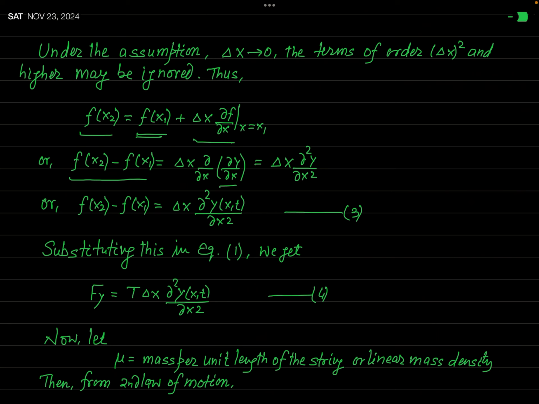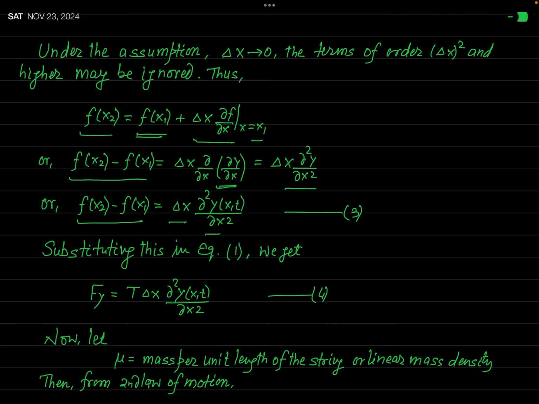So here f has been replaced by del y by del x, and it is understood that we are talking about x equal to x1. So this is equal to delta x times del 2y by del x square. But you know, y is a function of x and t, so for its specification, you can say that f of x2 minus f of x1 is equal to delta x times del 2y of xt by del x square.